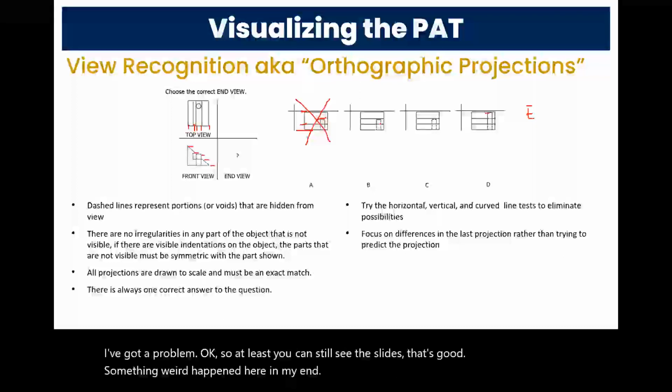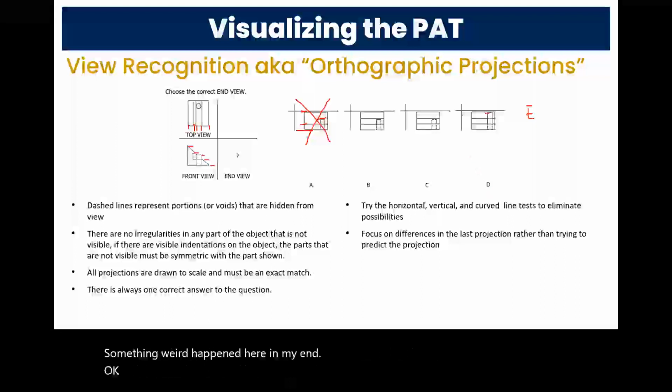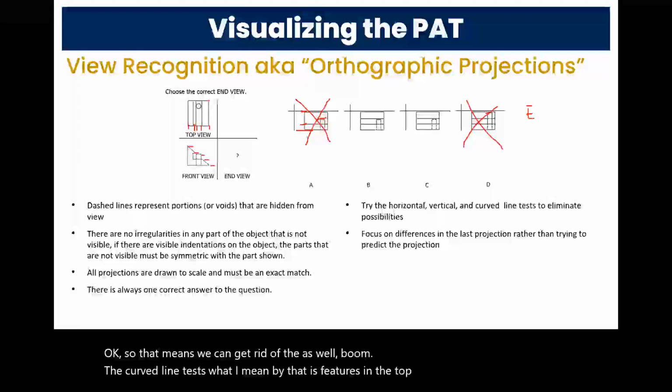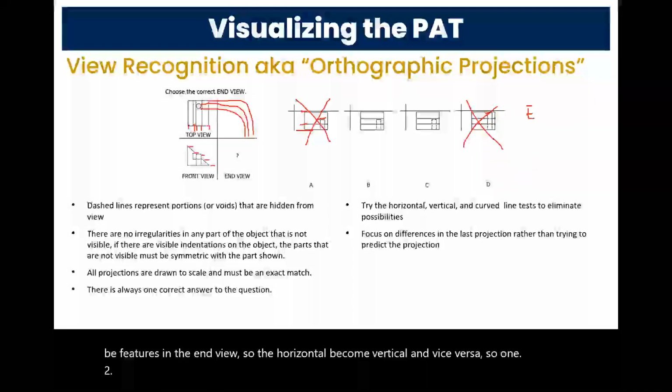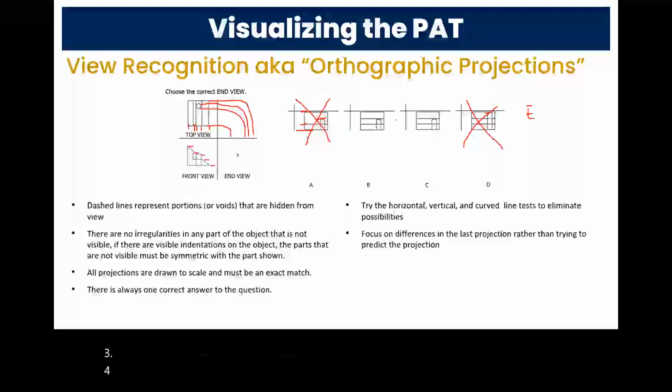Okay, so that means we can get rid of D as well. Boom. The curved line test, what I mean by that is features in the top view have to curve around to be features in the end view. So the horizontal become vertical and vice versa. So 1, 2, 3, 4, and we can see in this case it matches. So B and C both share those features.